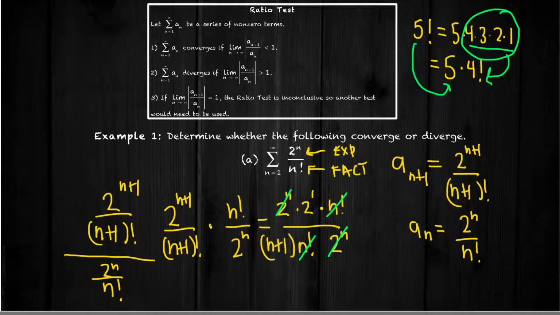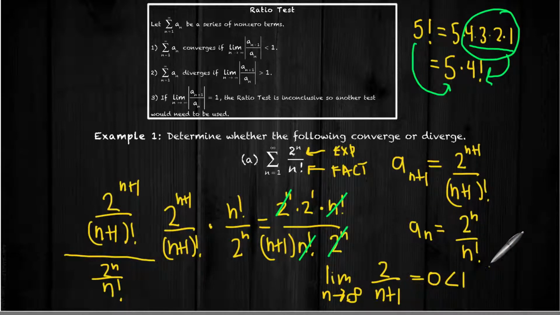And that leaves us with the limit as n approaches infinity of 2 to the first, which is 2, over n plus 1. Well, as n approaches infinity, this limit equals 0, and that is less than 1. So, therefore, this series converges by the ratio test.